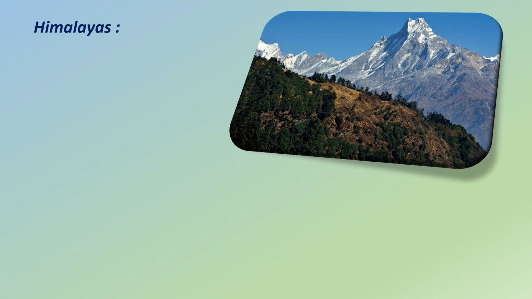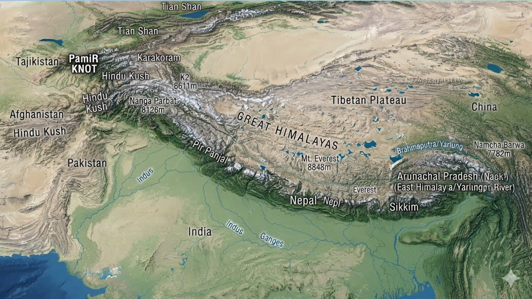The Himalayas is one of the young fold mountains in the world. The Himalayas extend from Pamir North in Tajikistan to the east. It is a major mountain system of the Asian continent. In India, it extends from Jammu and Kashmir to Arunachal Pradesh.